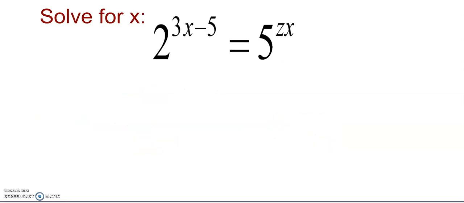Next one. This is definitely a challenging one, but we can do it. Why don't you guys go ahead and put me on pause and see if you can try it, okay?